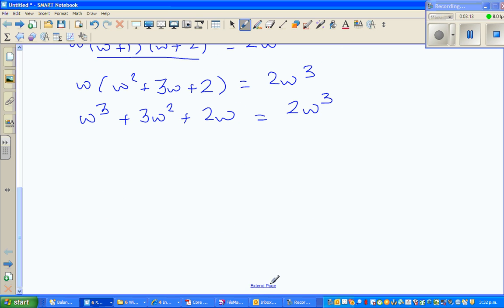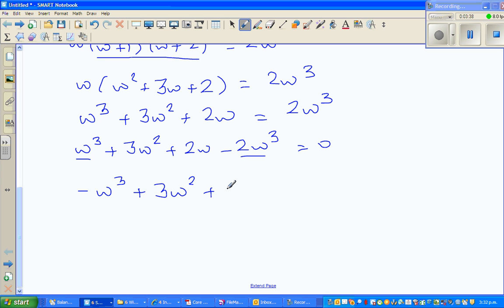Now taking away W cube from both sides, you get W cube plus 3W squared plus 2W minus 2W cube is equal to 0. So this and this can be simplified: minus W cube plus 3W squared plus 2W is equal to 0. Now what can we factor out? You can factor out a minus W. If you factor out a minus W, W squared will give you minus W cube, minus 3W minus 2 is equal to 0.